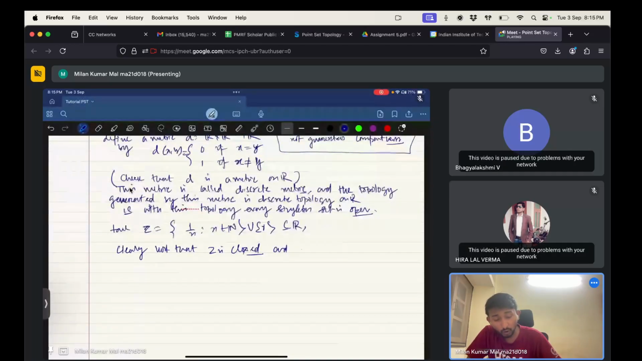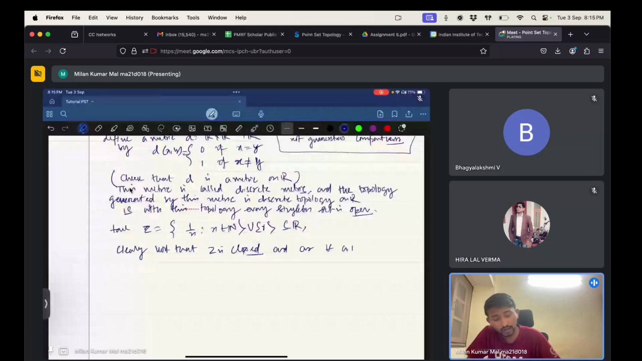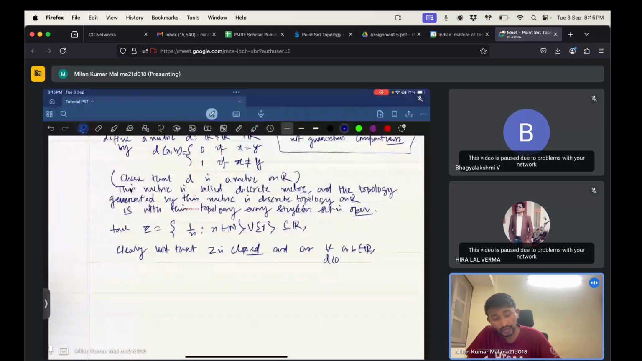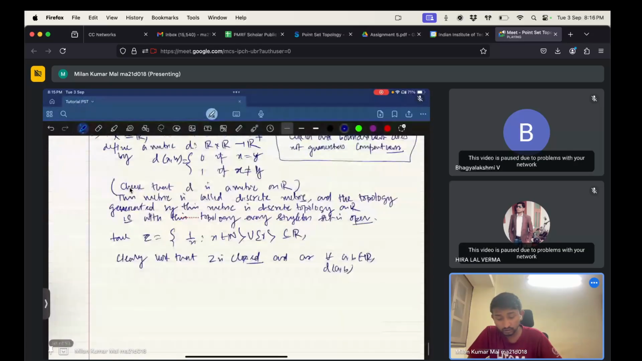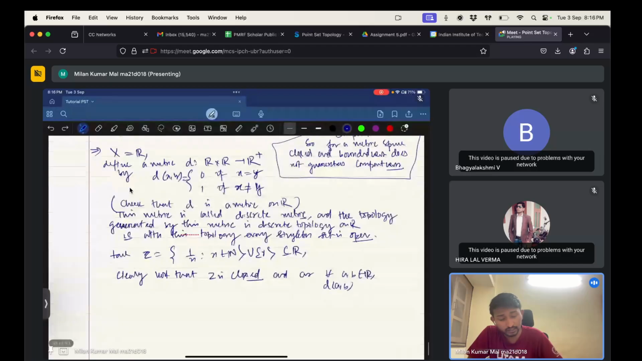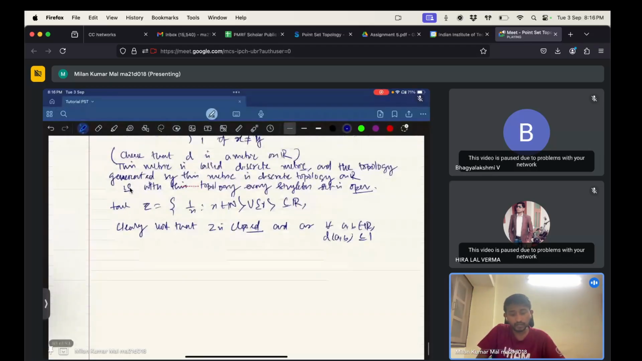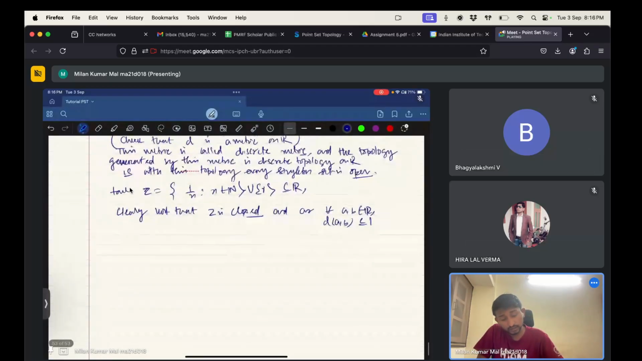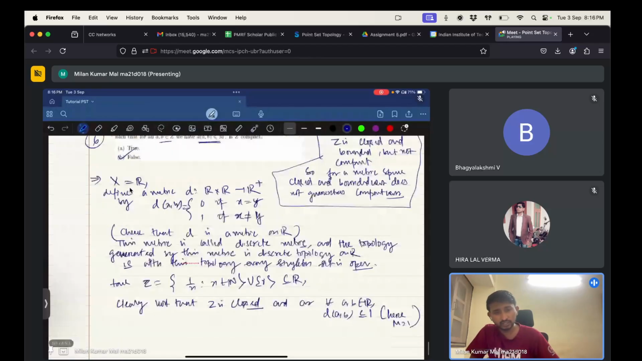For all a, b belonging to R, d(a,b) is either 0 or 1. So this is always less than or equal to 1, which means it is bounded. So here M is equal to 1, M less than or equal to 1. That means this is closed and bounded.